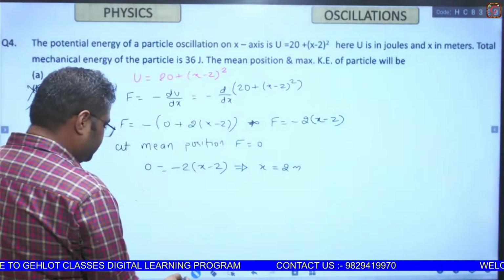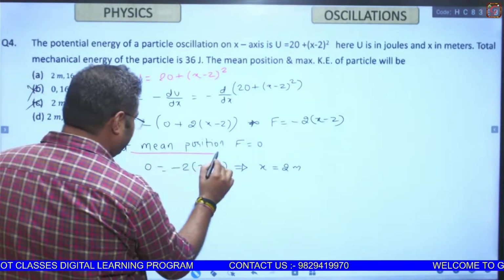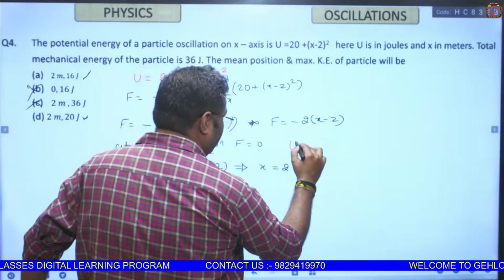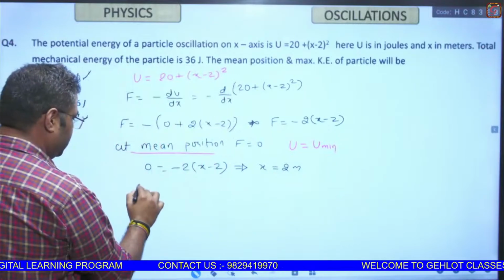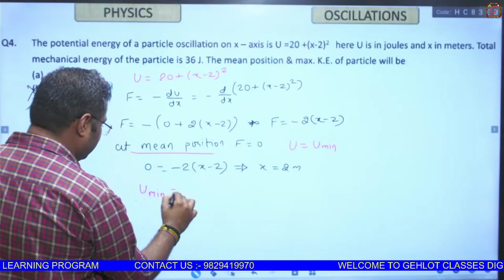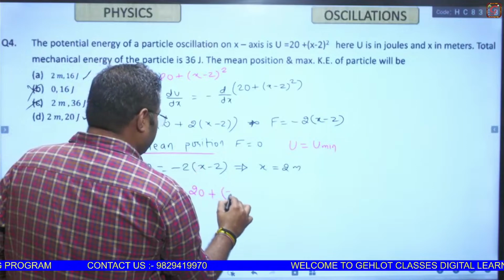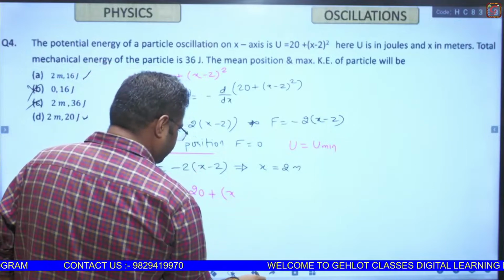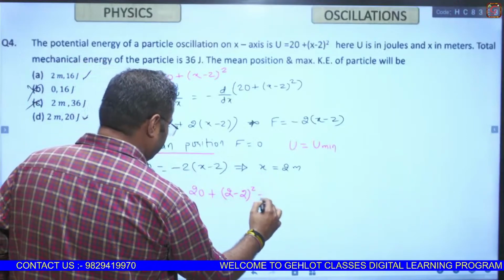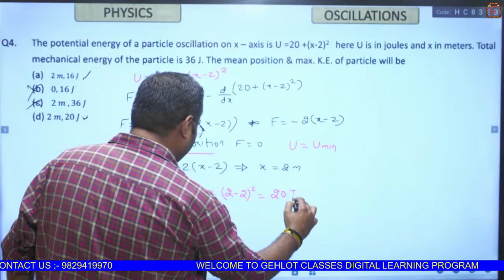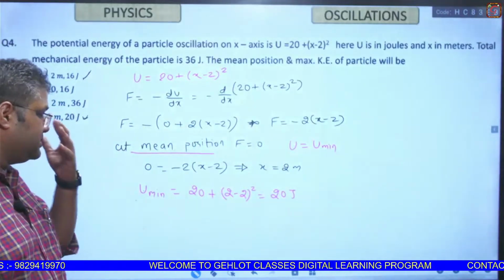Now at mean position, the potential energy U will be minimum. So the minimum value of potential energy, U min, is equal to 20 plus (x minus 2) square. The value of x is 2, so (2 minus 2) square, so the minimum potential energy will become 20 joule. So minimum potential energy at mean position is 20 joule.